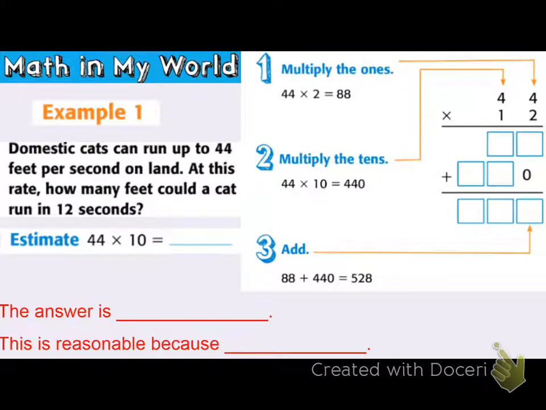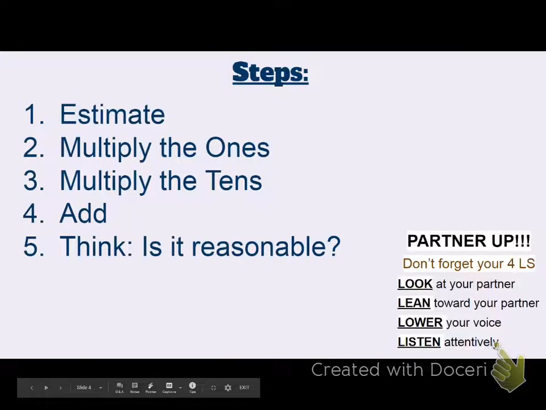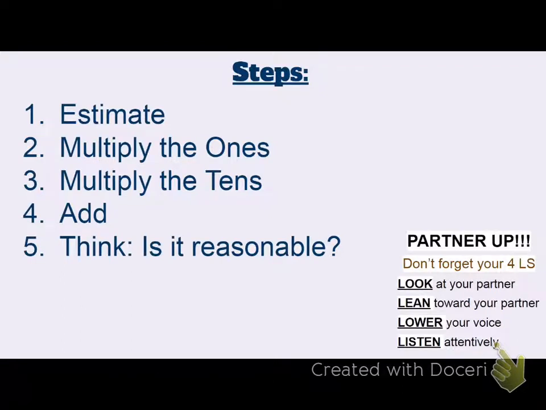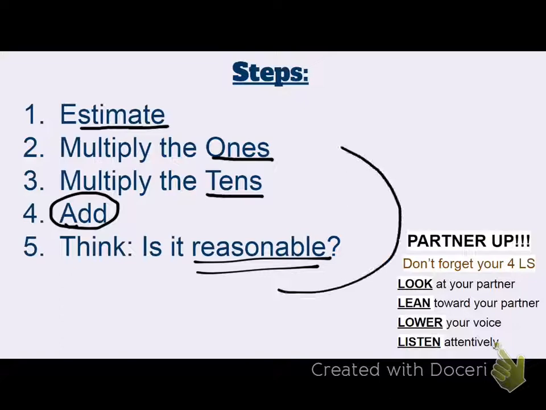All right, step 1, of course, estimate. So we have something to look back on. We're going to look at our estimation and think, do I have the right answer? Am I close to what I should have gotten? After we estimate, we'll multiply that single digit ones place. Then we'll multiply that double digit, the 2-digit tens place. And we're going to add the two values together. Finally, is it reasonable? We'll look back at our estimation to see, are we on the right track or do we need to try that problem again?